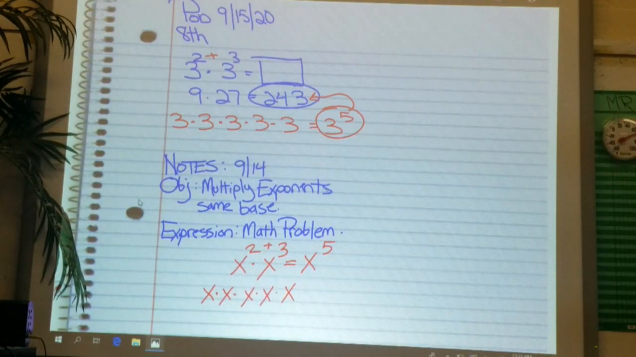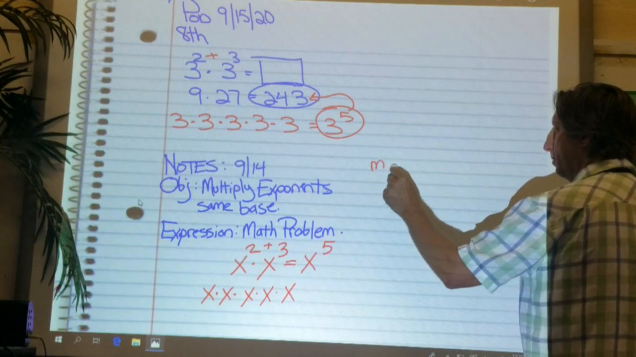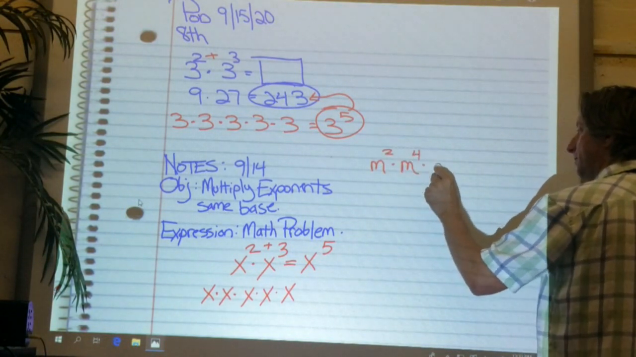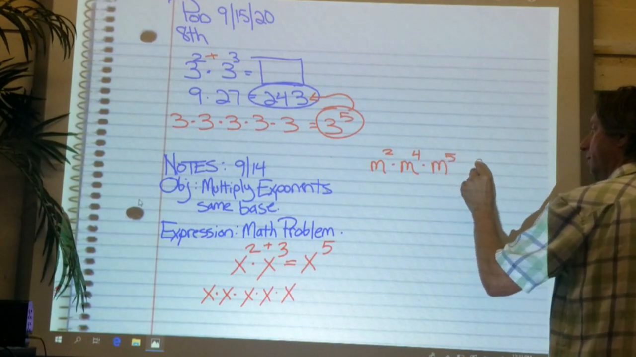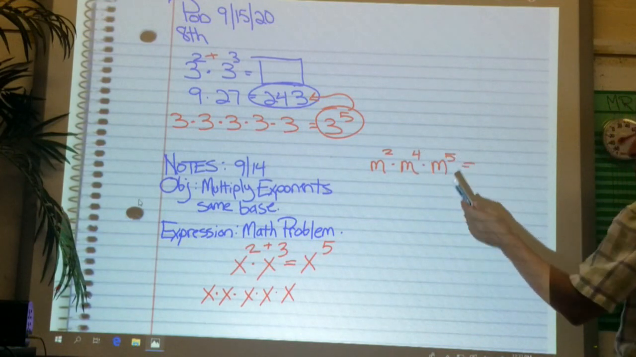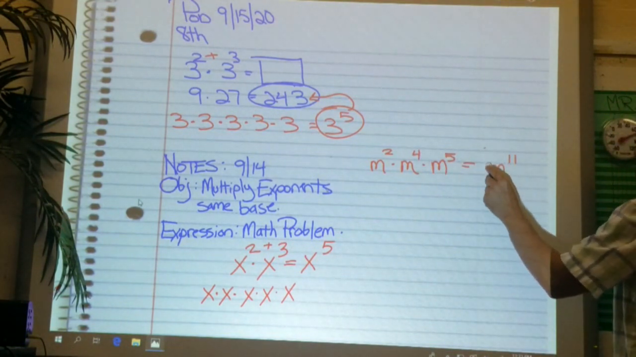All right? So, and we can do that with more than 2 also. I could say m squared times m to the 4th times m to the 5th. It looks really complicated, but all this is 2 plus 4 plus 5, which is 11. And that's that simplified.